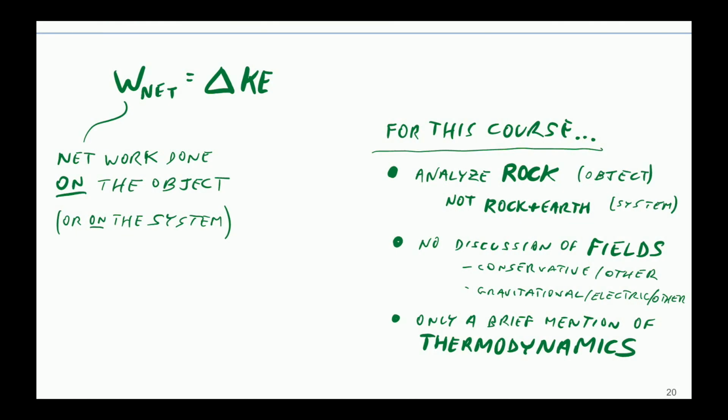I would normally end here, but I want to add a few comments because as you start researching this topic in other sources and references, you'll see other words pop up. And I want to give you a look behind the scenes into decisions I made when I presented this. For this course, I'm analyzing the rock as an object. I'm not looking at the rock plus the earth as a system. You can look at it either way. I very intentionally selected my rock as my object.